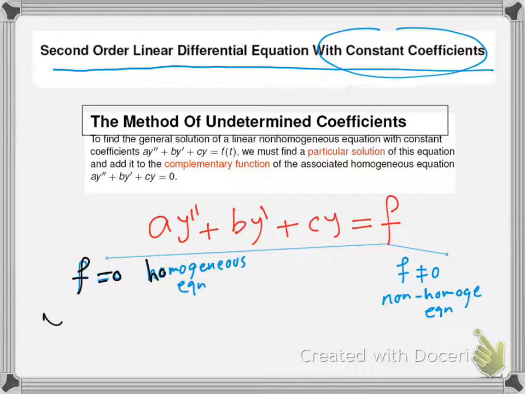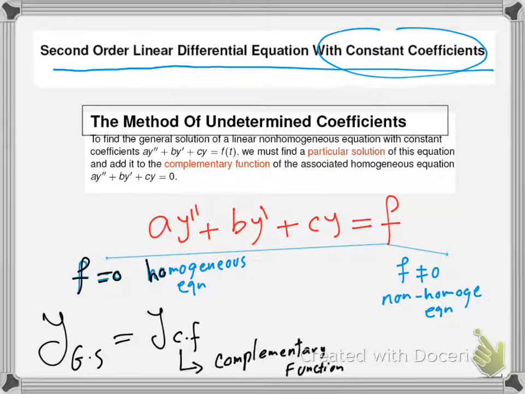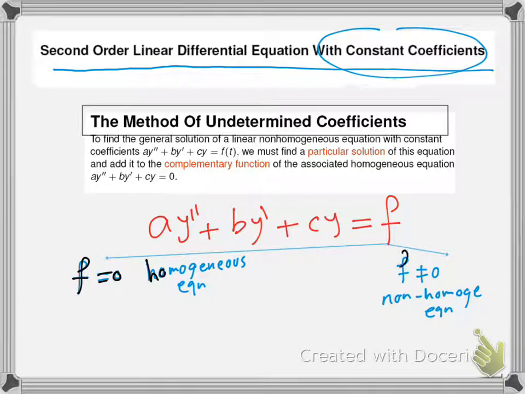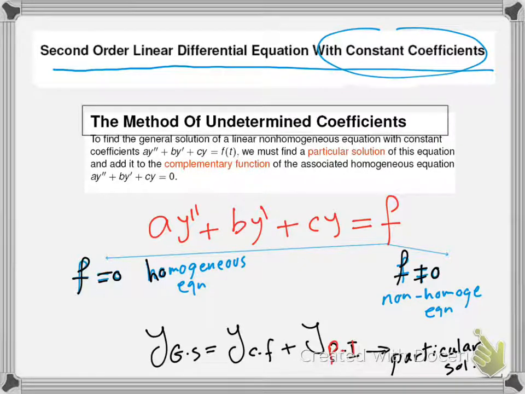At that time, the general solution of the differential equation equals YCF, where the letters C and F refer to the complementary function solution. And in case the right hand side is not equal to 0, that means this is a non-homogeneous equation, and for that case, the general solution equals YCF plus YPI, where PI refers to the particular solution.